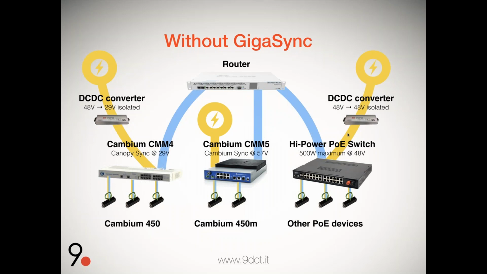So you need maybe another isolated DC-DC converter just to avoid the grounding problems. And then you need surge protectors to protect all these devices, costly, expensive devices, against over voltages and so on. This is the scenario without GigaSync.